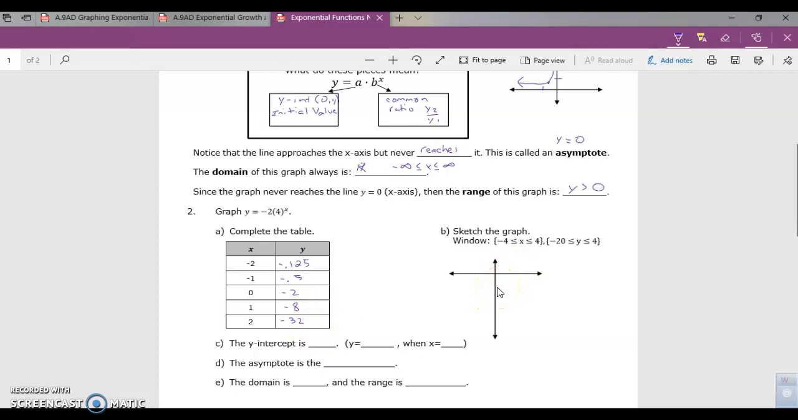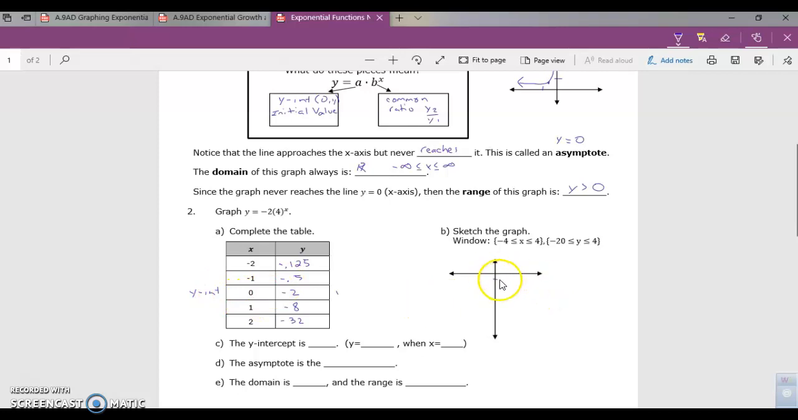Okay. For part B, it's asking us to sketch our graph using our points. When it says window, it really just means like domain and range. So our domain is going to be -4 to +4. Our range is going to go from -20 to up to +4. Just like on the last problem, the first point that I would probably plot would be the y-intercept, which in this case would be the -2. Because that's where our x value is 0.